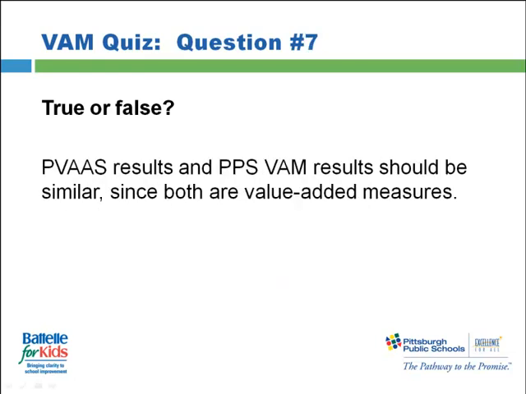Question 7. PVAS results and PPS-VAM results should be similar since both are value-added measures. Pause again to allow participants to think and discuss. The correct answer is false, because although both PVAS and PPS-VAM are school-level value-added measures, they use different assessments, different inclusion rules for students, different baseline years, different control variables. PVAS only uses prior achievement, and different time periods. PPS-VAM is a 2-year average.